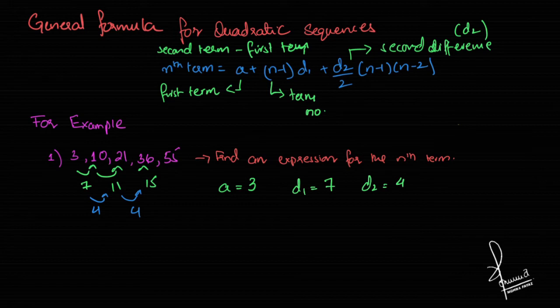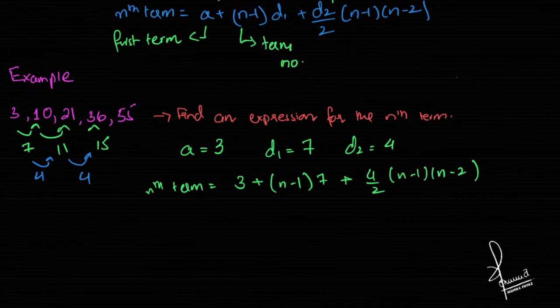So the formula for the nth term is going to be a, which is 3, plus मैंने nth term निकालनी है, so I'm going to keep n as n. d1 की जगह 7 plus d2, which is 4 over 2 into n minus 1 into n minus 2. Again, I want to calculate the nth term, so I'm going to keep it as it is. 3 plus 7n minus 7 plus 4 over 2, 2 into n square. Then you're going to multiply n with minus 2. तो ये आपके पास हो जाएगा minus 2n, then minus n plus 2.